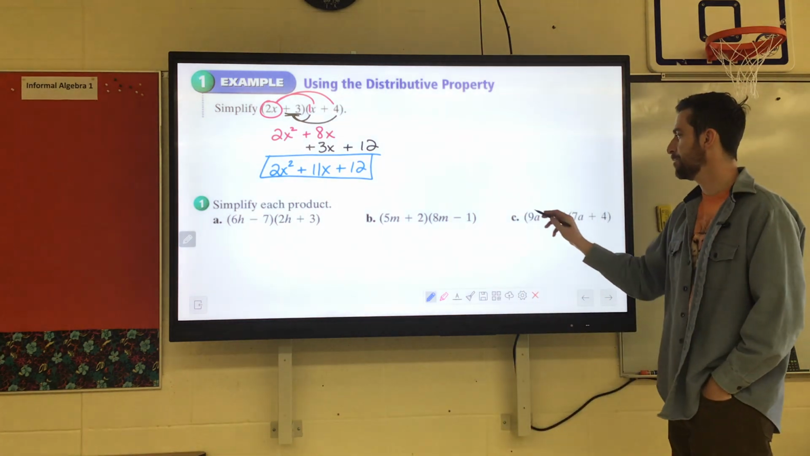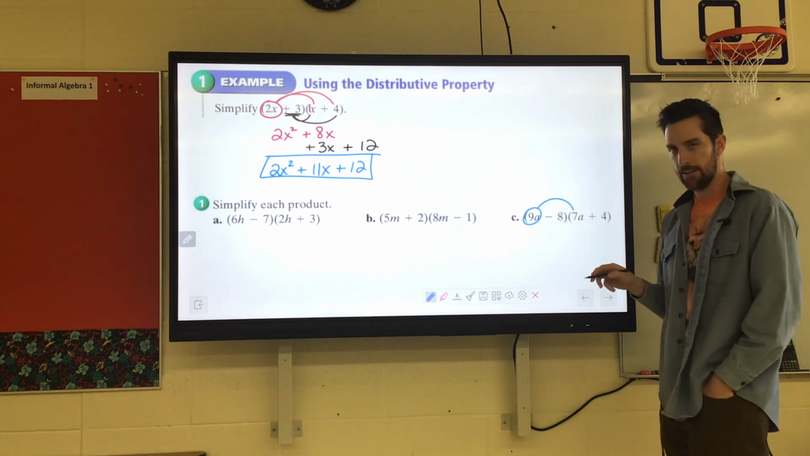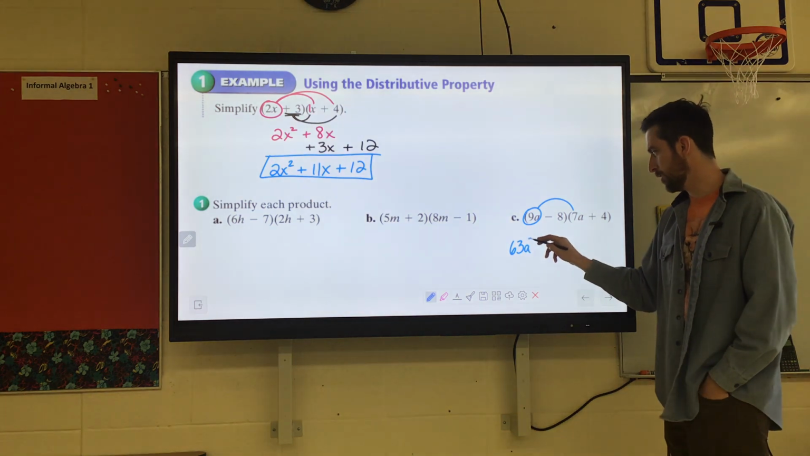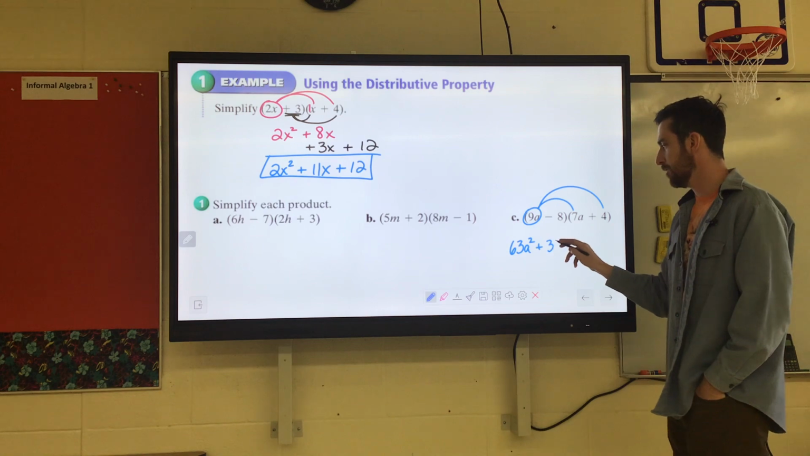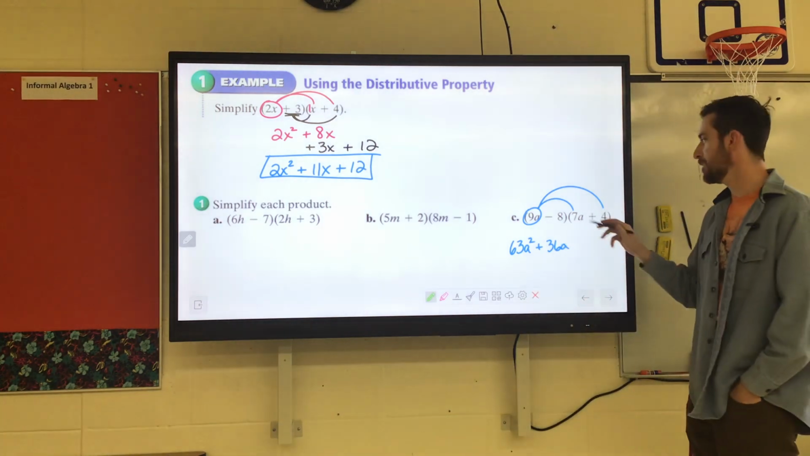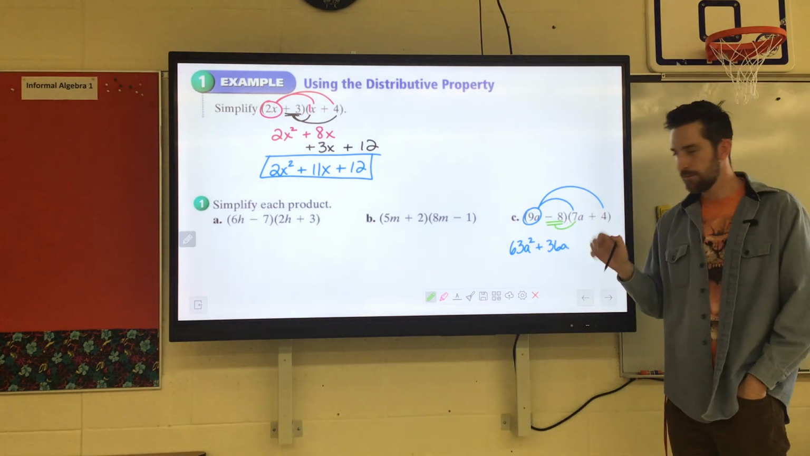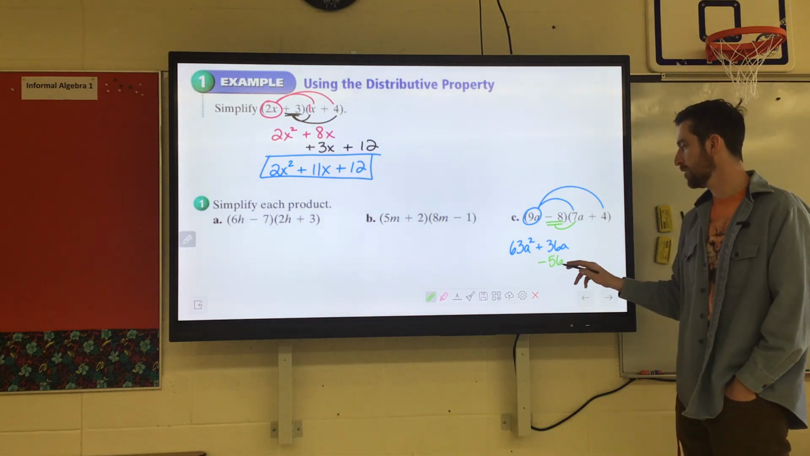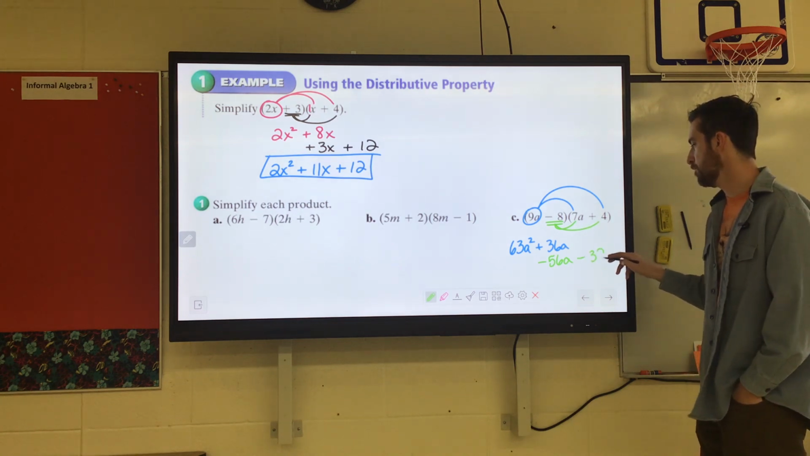So on C, I'm going to multiply the 9a times each of these. 9a times 7a would be 63a squared. And 9a times positive 4 is positive 36a. And now we're going to multiply the negative 8 times each of those. Negative 8 times positive 7a. Negative times positive is negative. 8 times 7 is 56, so minus 56a. And then negative 8 times positive 4 is negative 32.